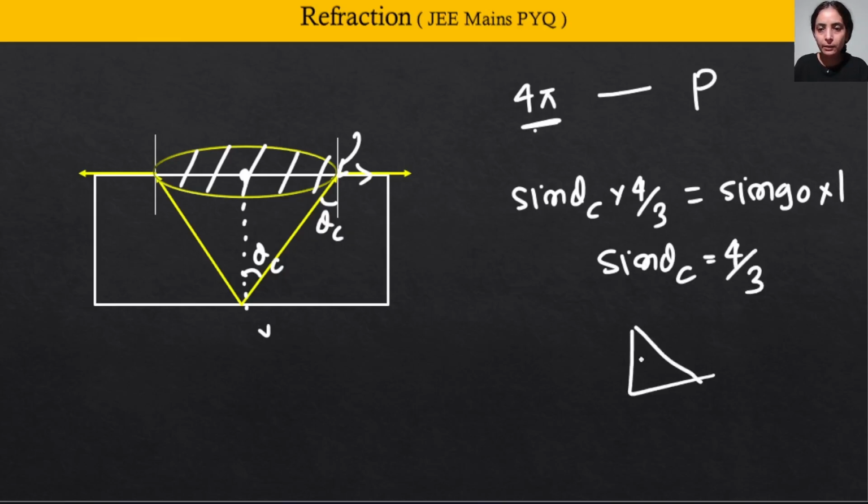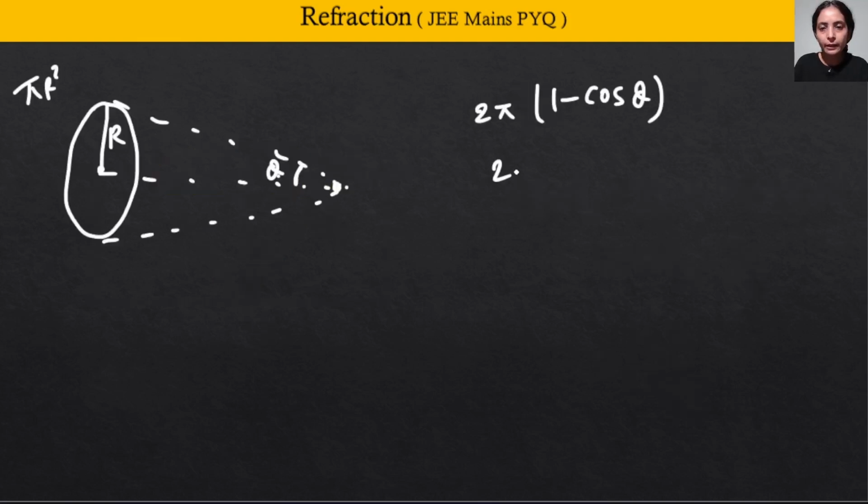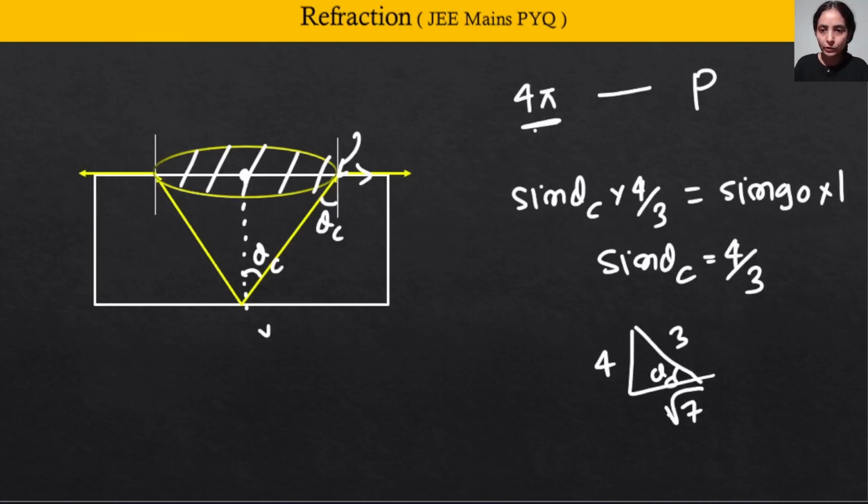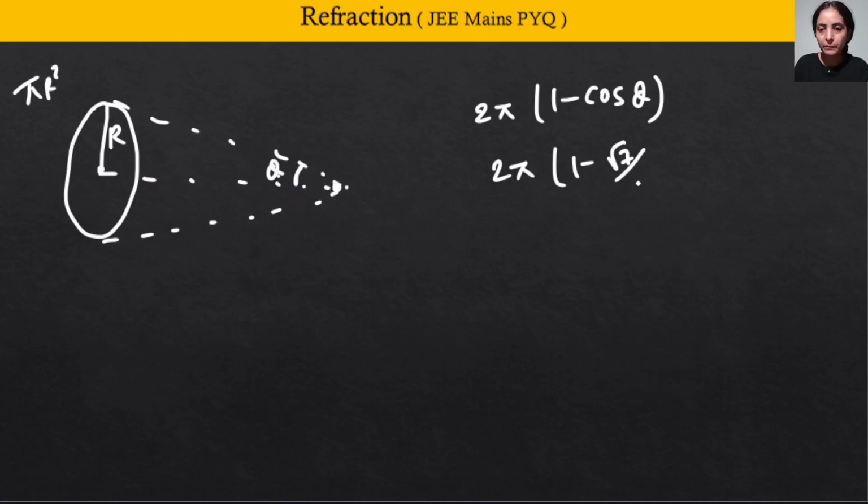So you make a triangle like this. Let's say this is theta c. So this is your 4, this is your 3. This will become root 7, right? So cos theta c is root 7 by 3. That means your solid angle is what? 1 minus root 7 by how much is it? Root 7 by, okay. Here I did not take 4 by 3, this is 3, this is 4, right? This will be 3, this will be 4, because sine theta is height by hypotenuse, 3 by 4, right? And this is root 7, so cos theta is root 7 by 4. Okay? So this is this. This is the solid angle.